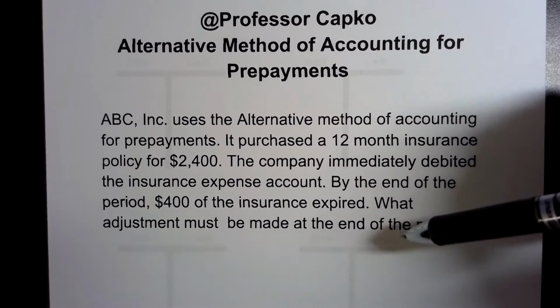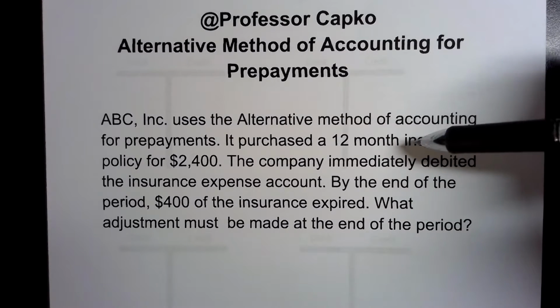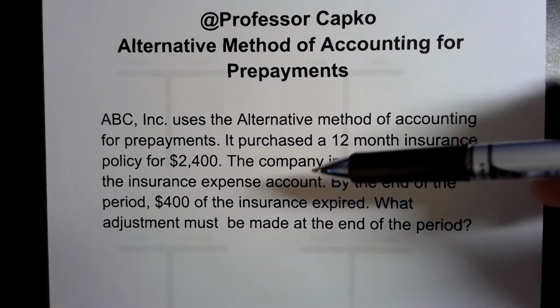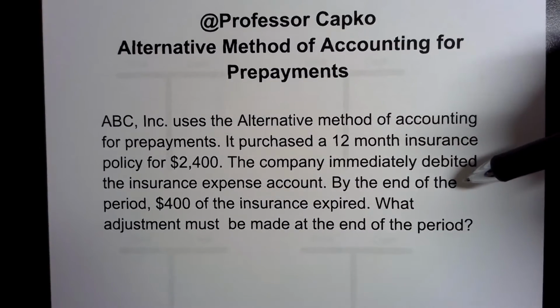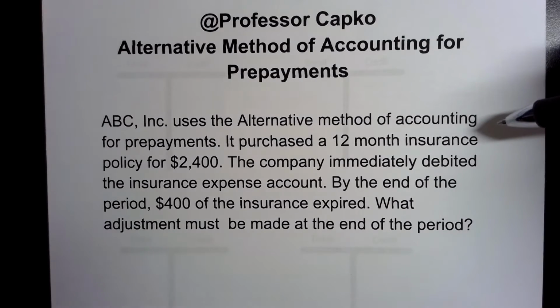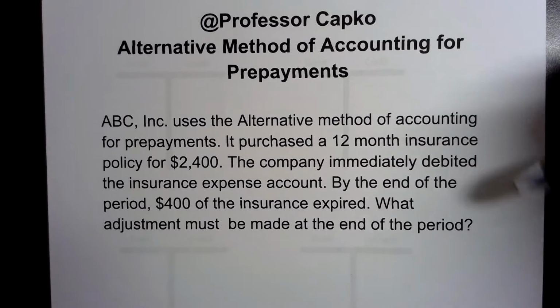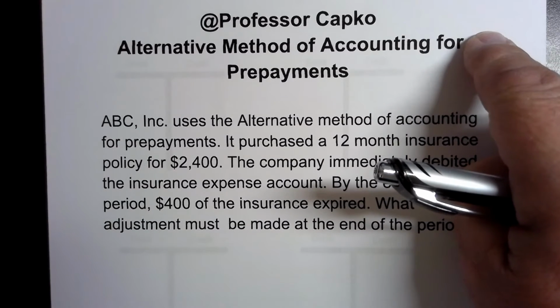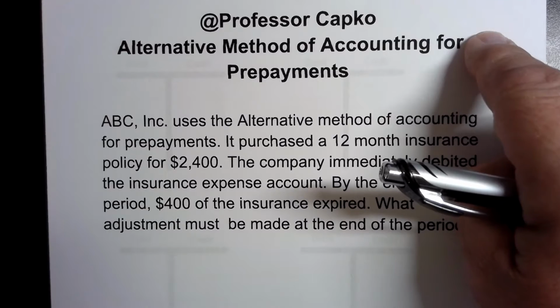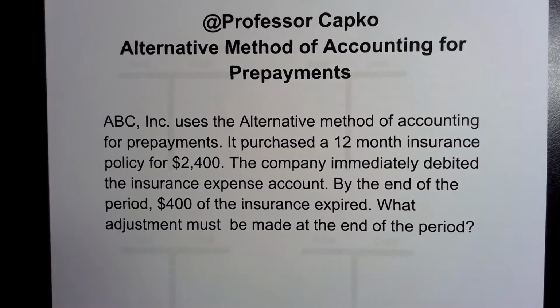The usual method involves putting all the amount that was prepaid into an asset account called prepaid, whatever that item is, and then expensing it from time to time. I made a video showing that method and it's linked up here. You may want to take a look at that after this video so you know that method. That is a somewhat more common method. This is another method. This is called the alternative method, and we're going to walk our way through it.